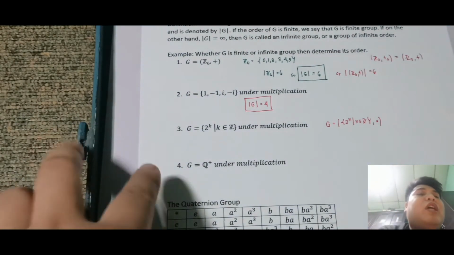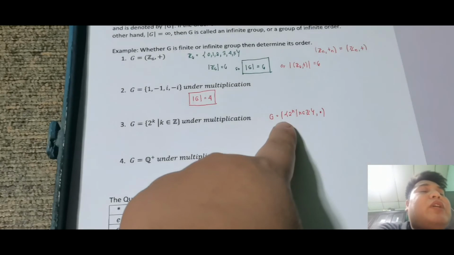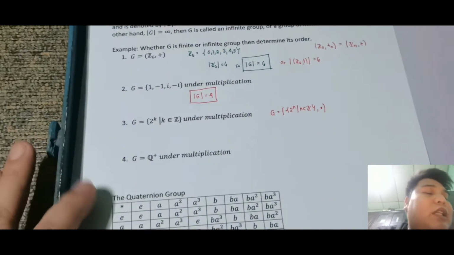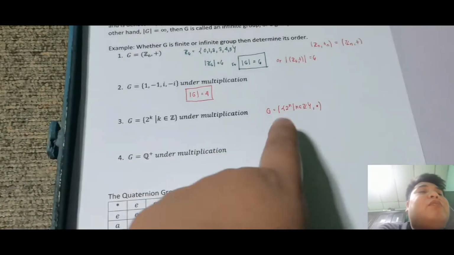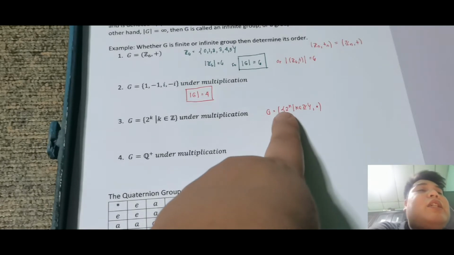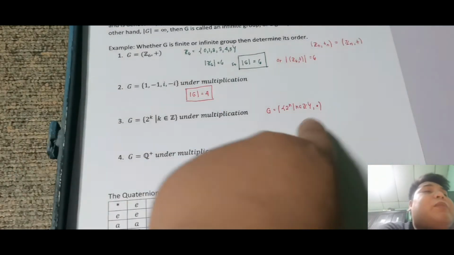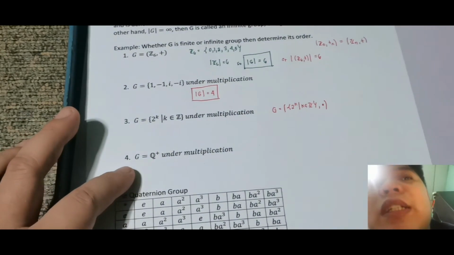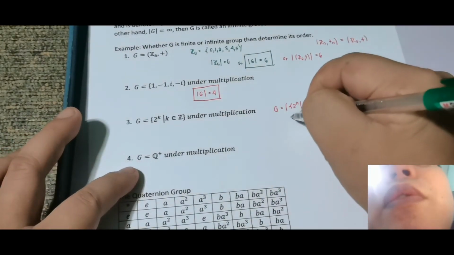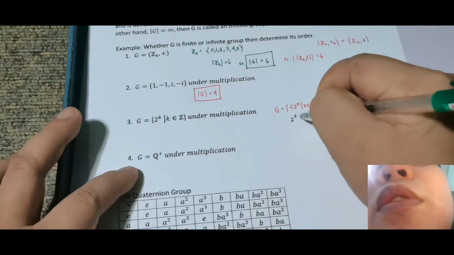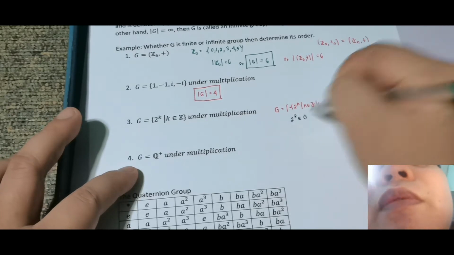So ngayon, ang tanong, ano yung elements ng G natin? Ano yung itsura ng elements of G natin? Kung papansin mo, ang elements ng G natin is 2 raised to k. So lahat ng 2 raised to k na naisip mo whenever k is an integer. So give me an example nito. Example, 2 raised to 2. That is an element of G.